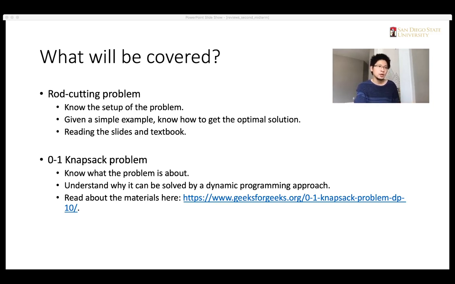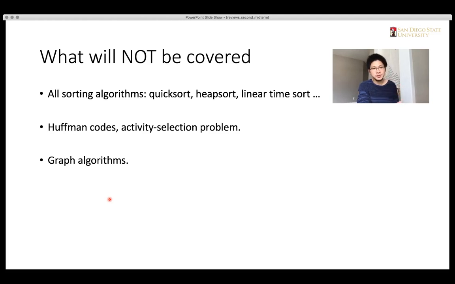Okay, so I understand that this is a difficult time for everybody, that we need to spend much more time dealing with other issues in life. So these will be the only questions covered in this second midterm. And what will not be covered is everything else: basically sorting algorithms from quicksort to linear time sort, Huffman codes, the activity selection problem, or the ongoing lecture on graph algorithms.